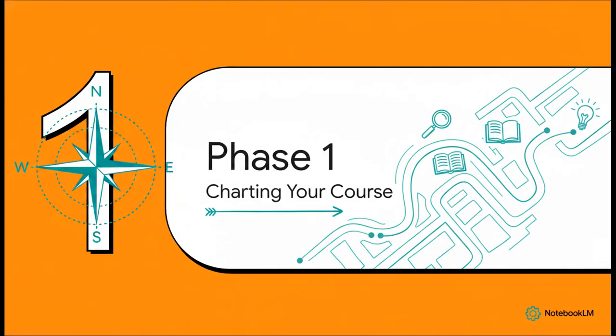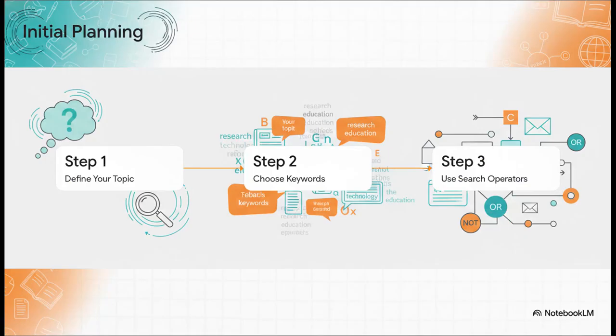So let's break down this journey. First up, phase 1, charting your course. You wouldn't just start driving across the country without looking at a map, would you? Of course not. Same thing applies here. This first part is all about preparation, making sure your search is laser-focused before you even type a single word. So our planning phase has 3 core steps. First, we're going to figure out exactly what we're looking for. Second, we'll pick the right words to find it. And third, we'll learn the secret language to talk to the database.